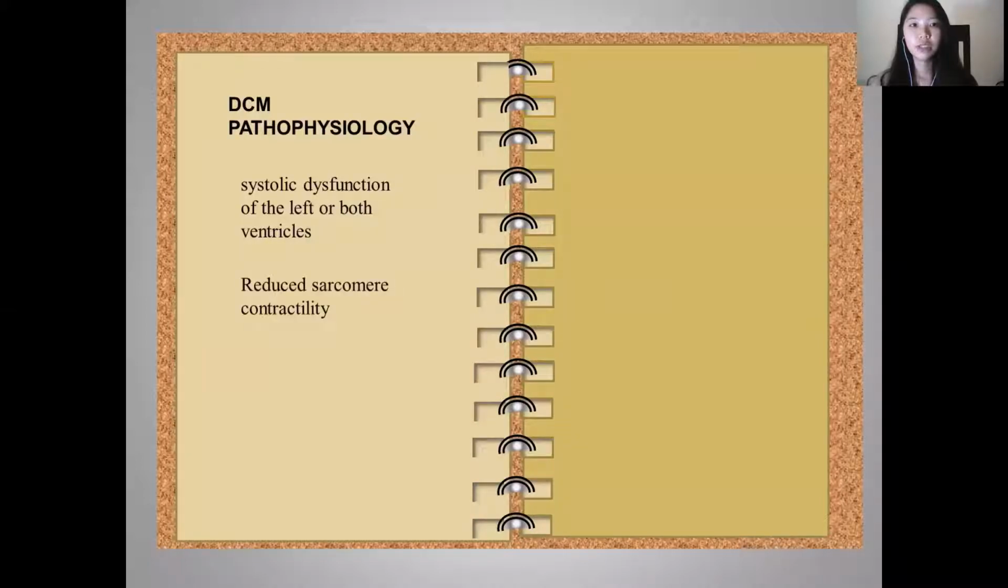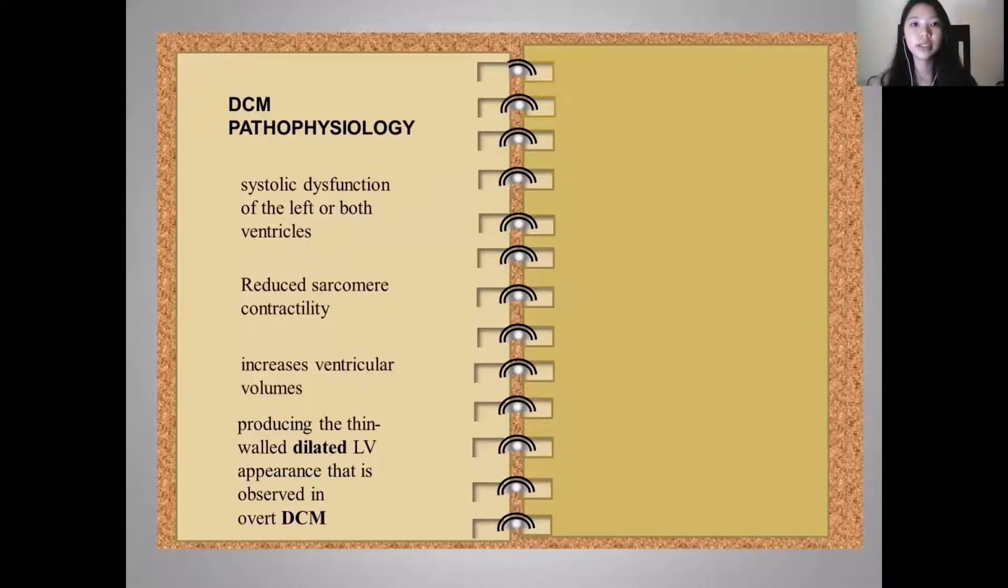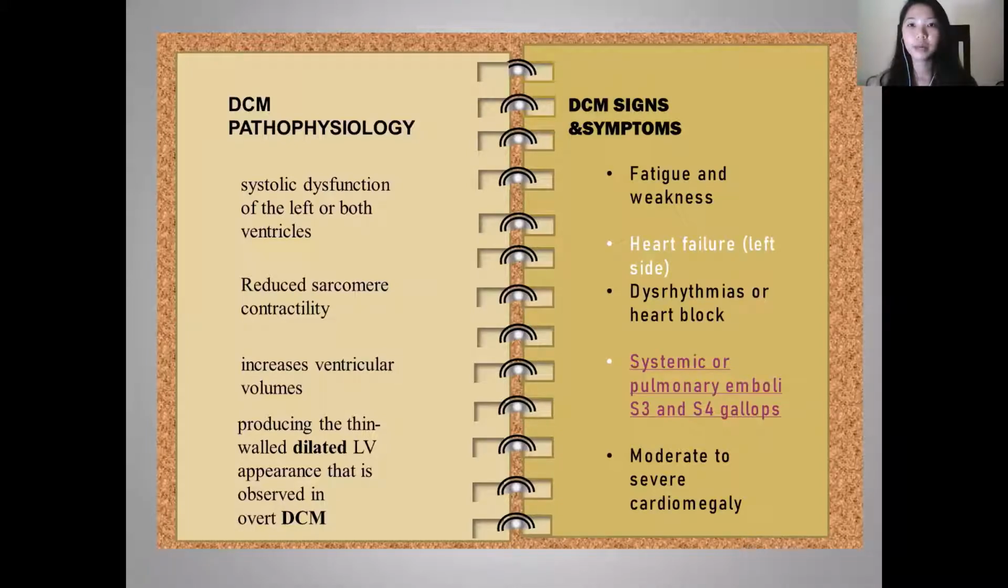The pathophysiology of DCM starts with systolic dysfunction of the left or both ventricles, reduced sarcomere contractility that increases ventricular volume, producing the thin-walled dilated left ventricle appearance that is observed in overt DCM. The signs and symptoms are the following: fatigue and weakness, heart failure, dysrhythmias or heart plaque, systemic or pulmonary emboli, S3 and S4 gallops, and moderate to severe cardiomegaly.